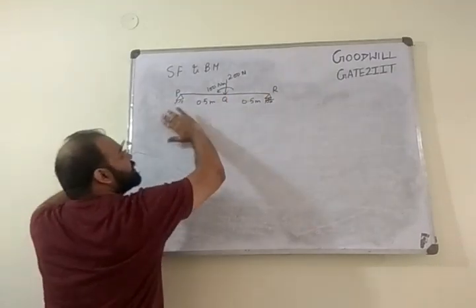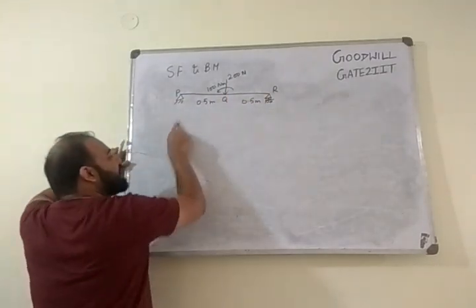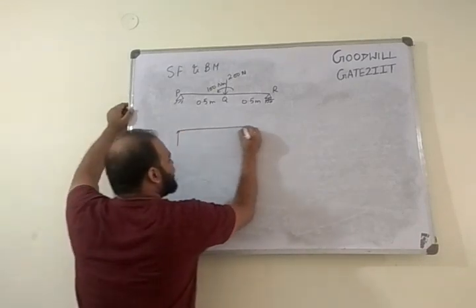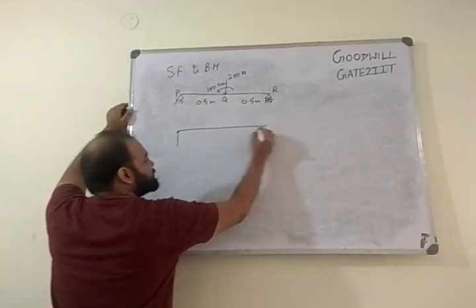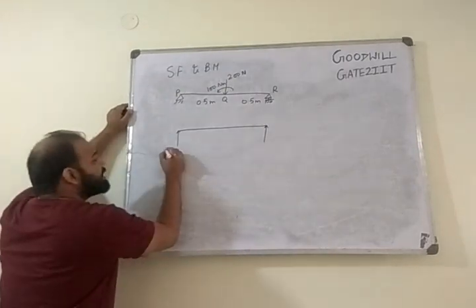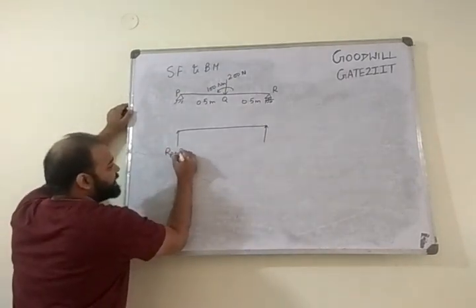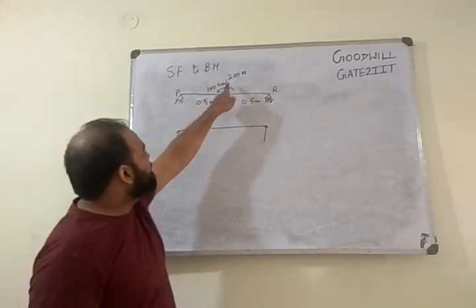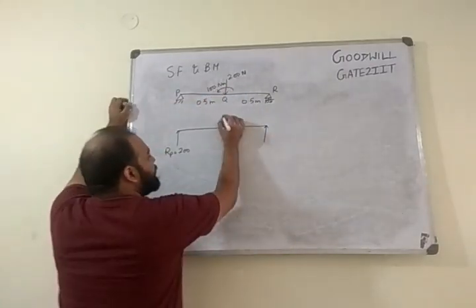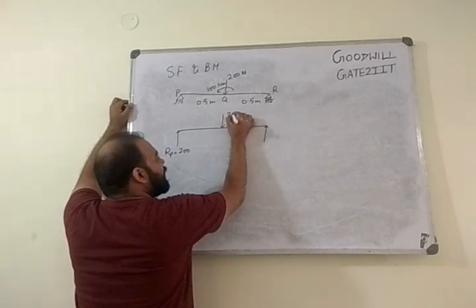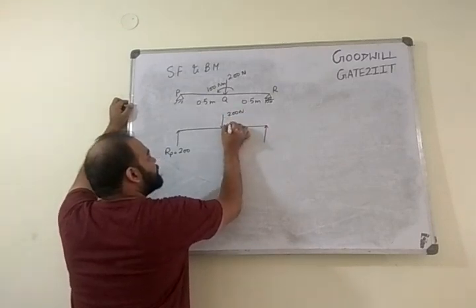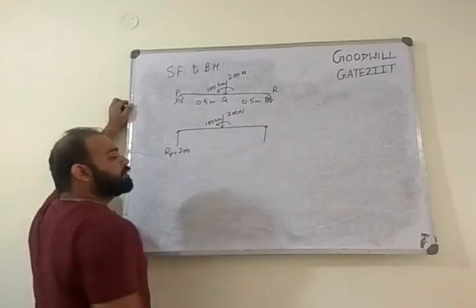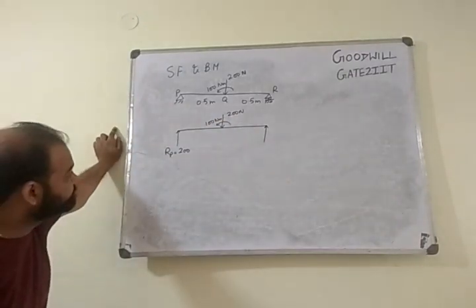This 200 Newton, because it is equally distributed, again gives 100 here. This is known as the free body diagram. So what reaction do you expect here? The reaction at P we expect is 200 going up. 100 because of the point load and 100 because of this moment. So you have 200 Newton load here and 100 Newton meter moment here.